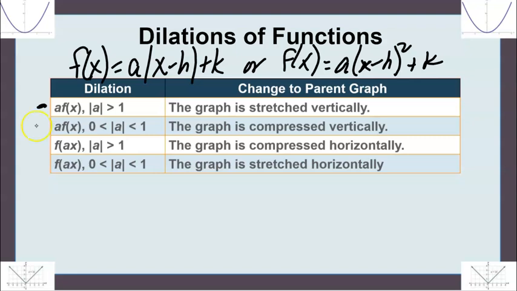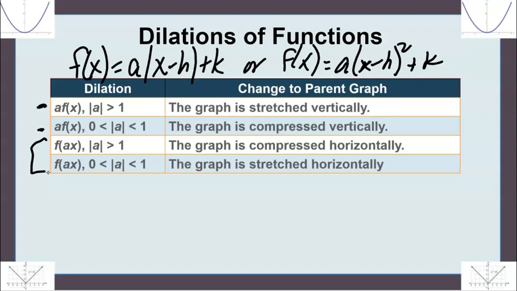Now if a is on the outside, it's still vertical. But if it's between 0 and 1, so if it's a fraction between 0 and 1 or a decimal between 0 and 1, it's compressed vertically. Now, if the a is on the inside, that means you have horizontal movements, such as these bottom two. It could be compressed horizontally, or it could be stretched horizontally. When the a is on the inside of the brackets, like the absolute value or the parentheses for a quadratic, if it's greater than 1, it's compressed horizontally.